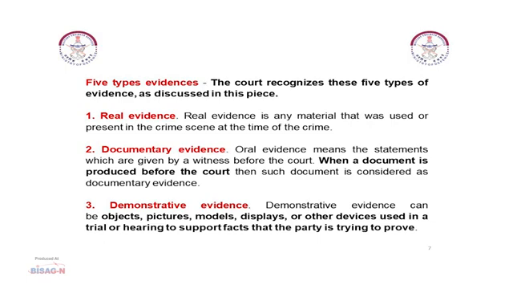Second one, documentary evidence. Here also there may be some more kinds of evidence. One is oral evidence. Oral evidence means any witness who gives statements about a crime before the court. It's called oral evidence. And when a document is produced before the court in connection with any crime, then it is called documentary evidence. The third one is demonstrative evidence. Demonstrative evidence means some objects or pictures or models or displays which are seen or observed at the time of the crime or at the time of the hearing to support the matter.